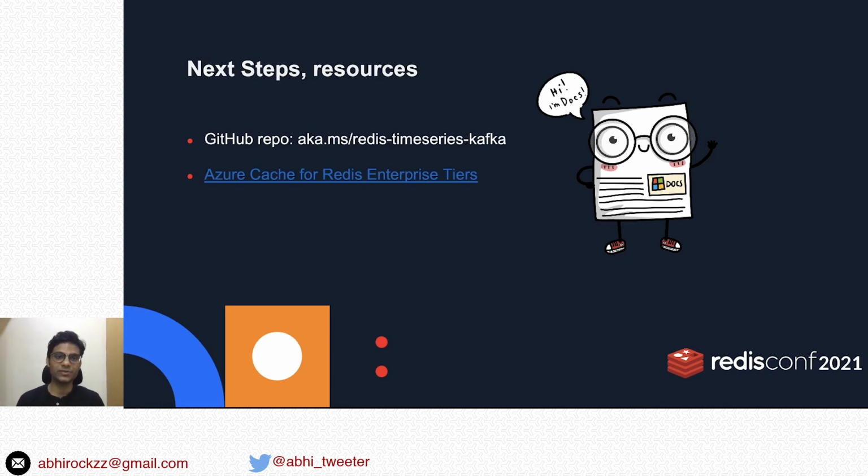And some of the next steps and resources: be sure to check out the GitHub repo, which I've mentioned here, for, like I mentioned earlier, the code and the step-by-step instructions. If you want to recreate this demo for yourself and try things out on top of it, feel free to do that. And you can also check out some of the official Azure documentation, if you want more information on Azure Cache for Redis Enterprise, which was actually used in the demo which I showed earlier.